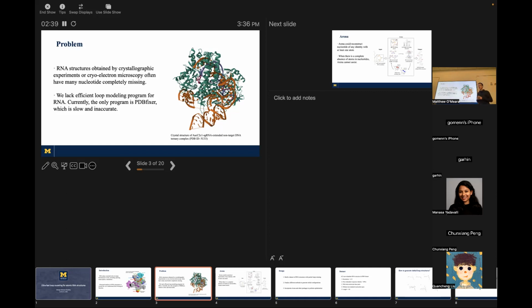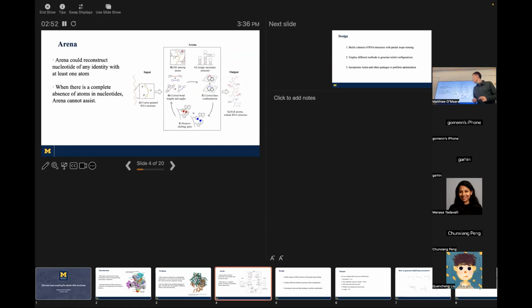Now we don't have a very efficient loop modeling program, and the most efficient one is PDBFixer, but it's still very slow and inaccurate. So my project is about developing a C++ program to reconstruct RNA structures with missing nucleotides at the atomic level.